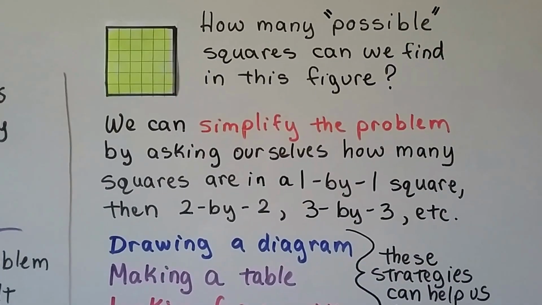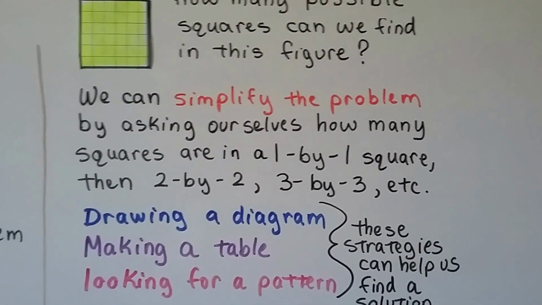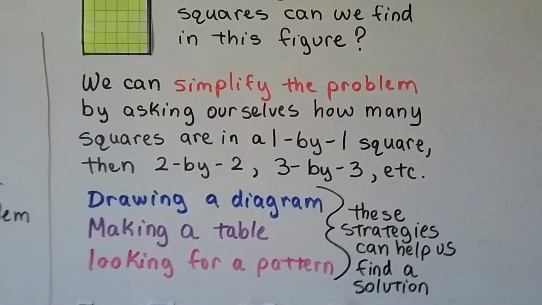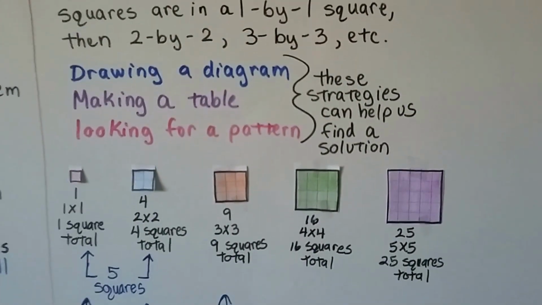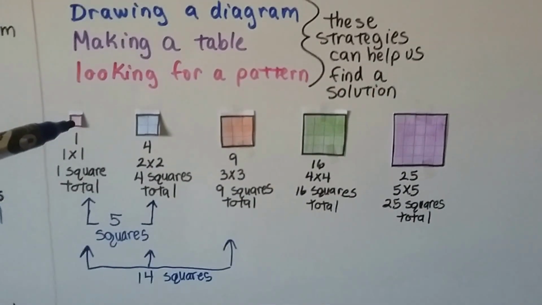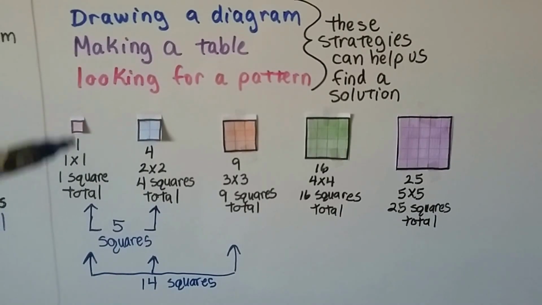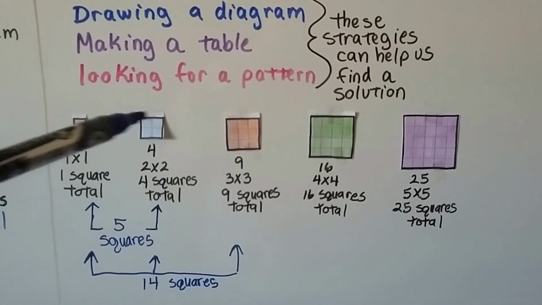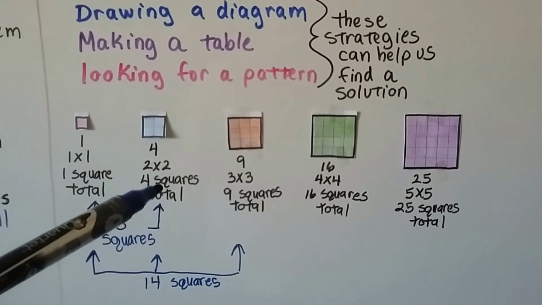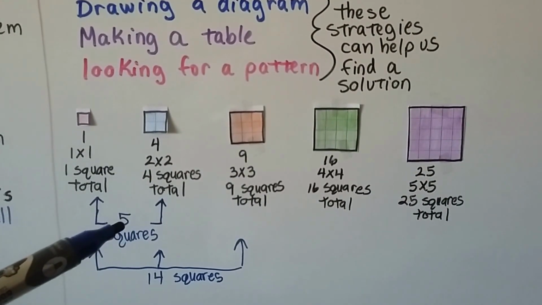Now we can simplify the problem by asking ourselves how many squares are in a 1 by 1 square, then 2 by 2, then 3 by 3, and so on. Drawing a diagram like this, or making a table like I did here, and looking for a pattern, these strategies can help us find a solution. In one little square, we've got one square. It's 1 unit by 1 unit. So that's 1 square total. When we have 2 across and 2 down for 2 by 2, we've got 4 squares. That's 4 squares total. If we were to add this one with this one, we would have 5 squares.